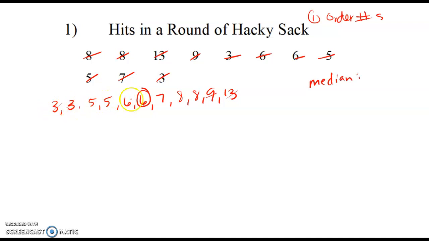1, 2, 3, 4, 5. 1, 2, 3, 4, 5. And so I found the 1 in the middle. But again, both methods are valid. So my median is 6.